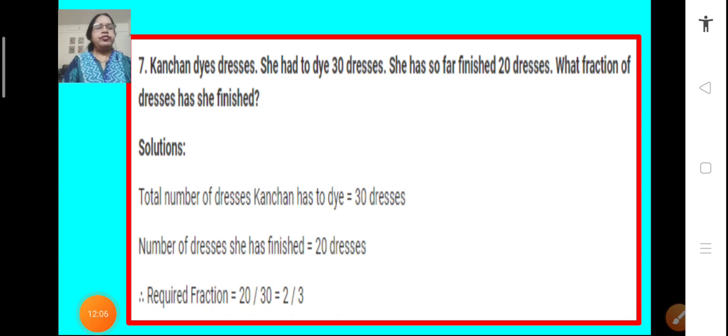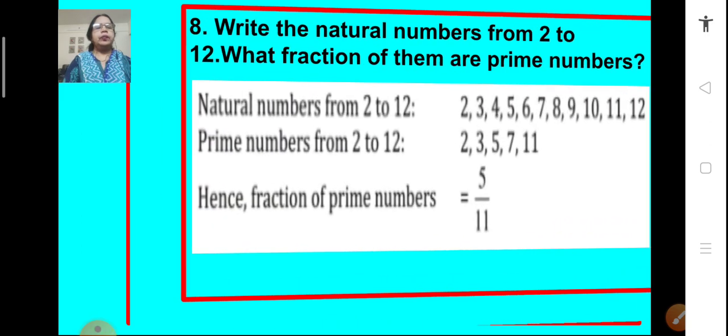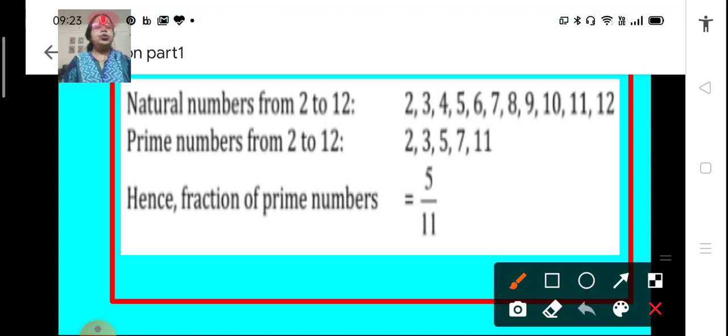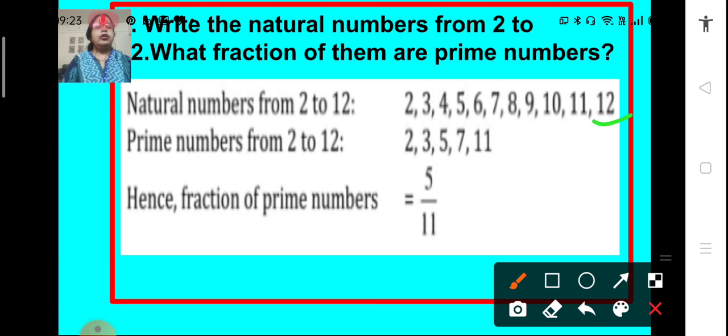So the fraction of dresses she has finished dyeing is 2/3 or 20 upon 30. Question number 8. Write the natural numbers from 2 to 12. What fraction of them are prime numbers? So natural numbers from 2 to 12 are 2, 3, 4, 5, 6, 7, 8, 9, 10, 11 and 12. They are the natural numbers between 2 and 12.